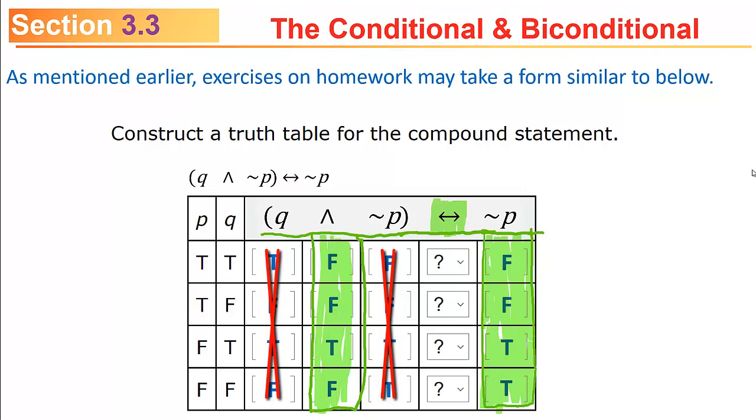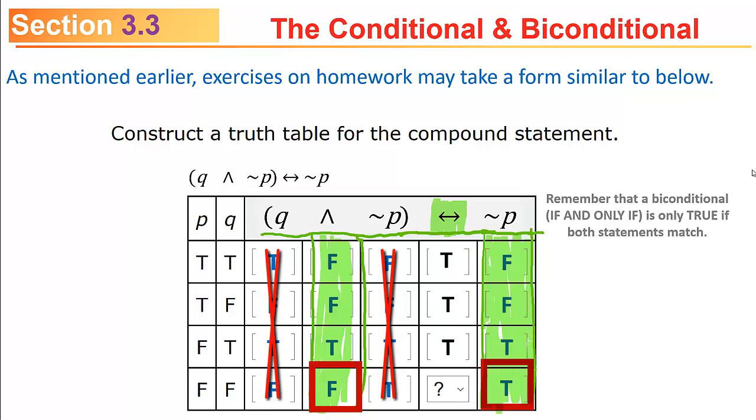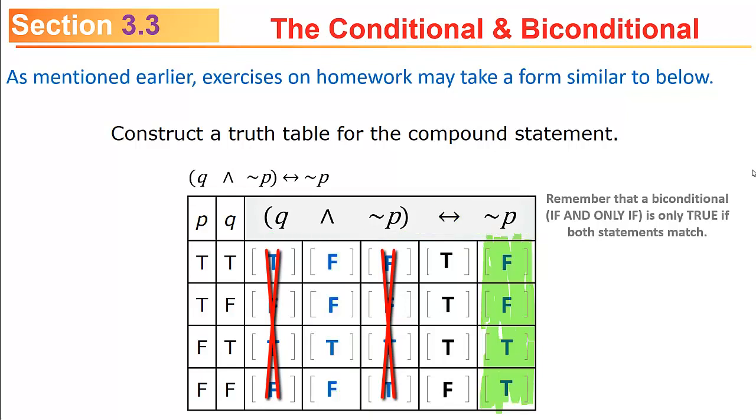You're only interested in the and column on the left side of the if and only if, and the not P column on the right side of the if and only if. And remember, for an if and only if, a biconditional, it's only true if they both match. You notice the very first case, they're both false. That's a match, so it's true. Second, both false, they match, that's true. The third one, both true, they match. The fourth case, false and true, they don't match. So the only false is the very last row. The others are true. And there's the truth table for the compound statement.